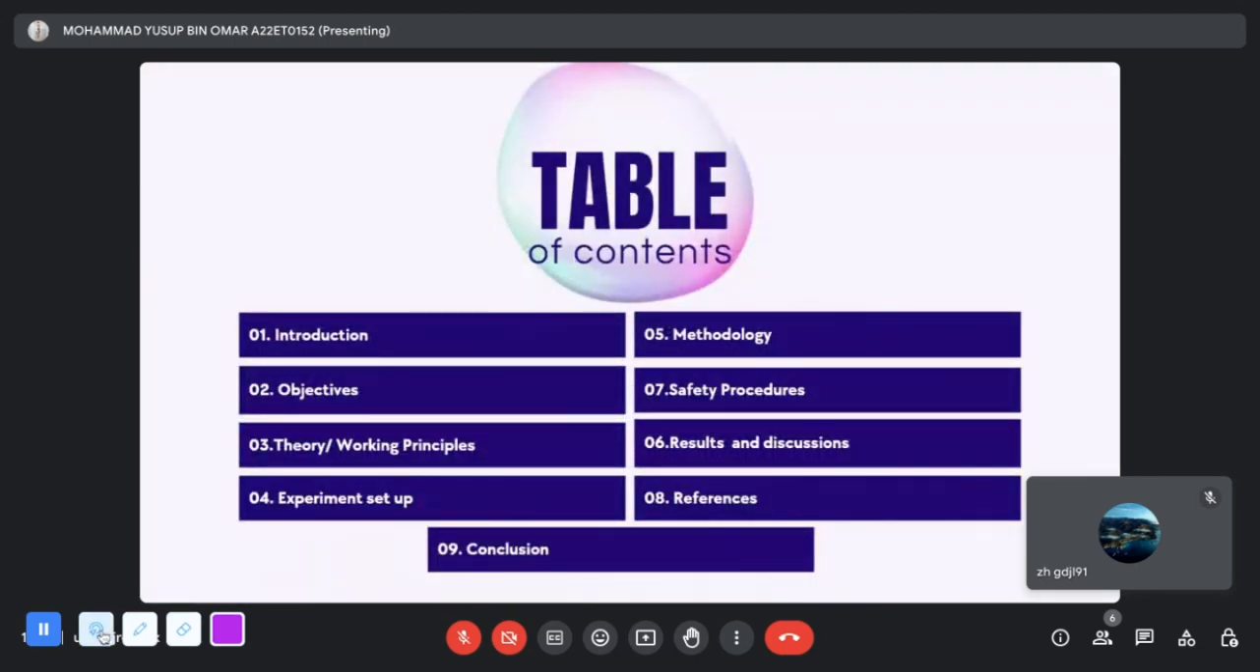So this is the table of contents, where we introduce all the sections of our experiment, which are introduction, objective, theory, working principle, experiment setup, methodology, safety procedures, result and discussion, references, and lastly the conclusion.